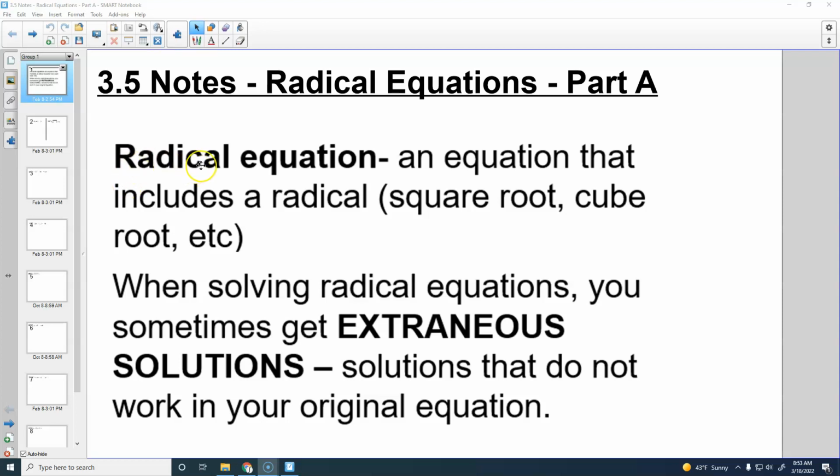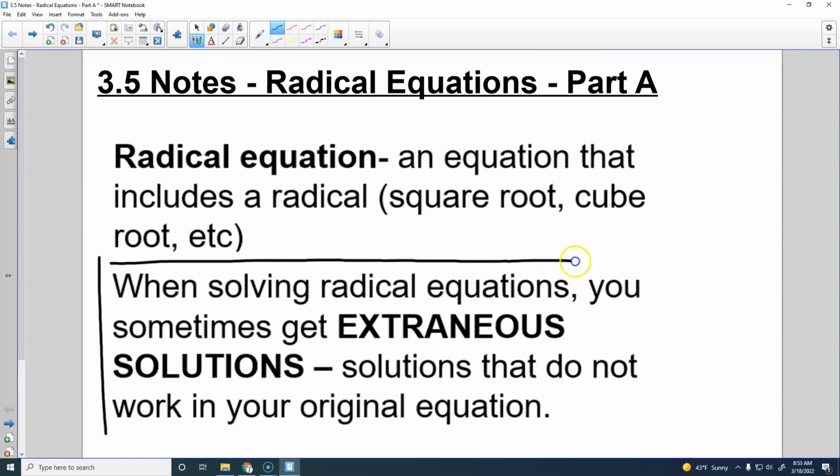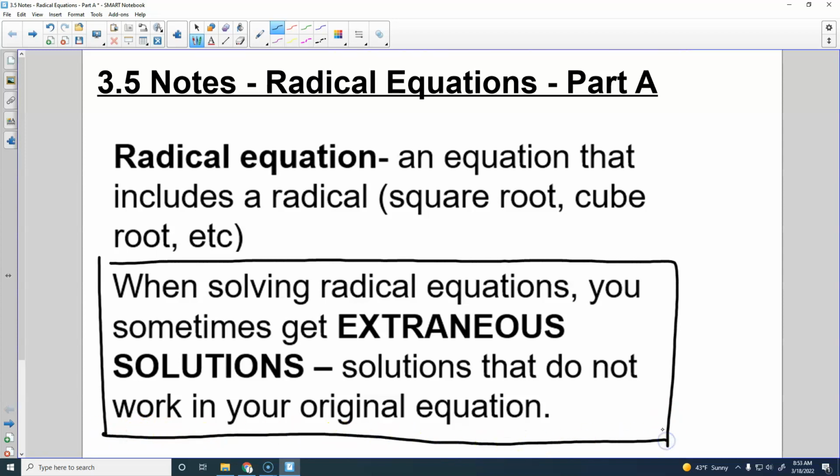So radicals are ones with roots: square roots, cube roots, fourth roots, etc. You can write that down if you would like, but this part right here, I definitely want you to write down. When solving radical equations, you sometimes get what we call extraneous solutions. These are solutions that do not work in your original equation. And those we have to check for. So that I would highly encourage you to write down.